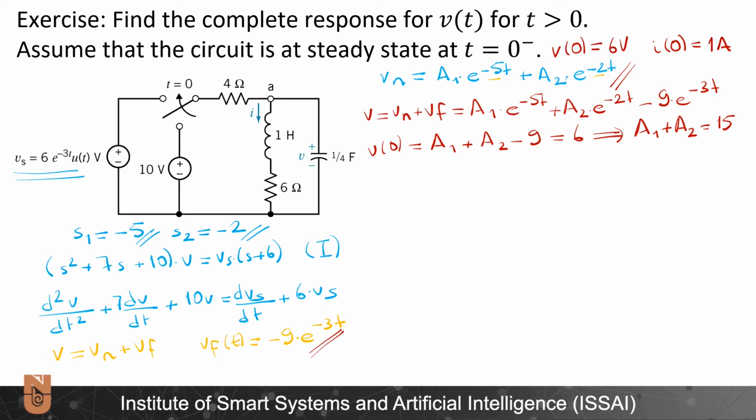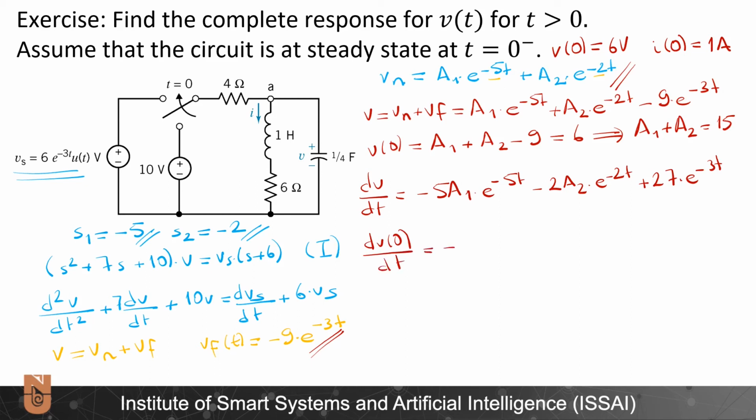We will do this classical trick of taking the derivative, dv over dt, which will be equal to minus 5a1 times e to the minus 5t minus 2a2 times e to the minus 2t plus 27 times e to the minus 3t. However, dv0 over dt will be equal to minus 5a1 minus 2a2 plus 27. Where will I find the equation for dv0 over dt?